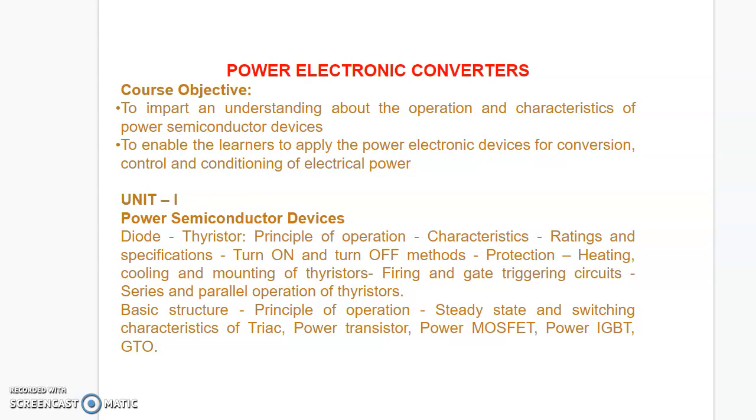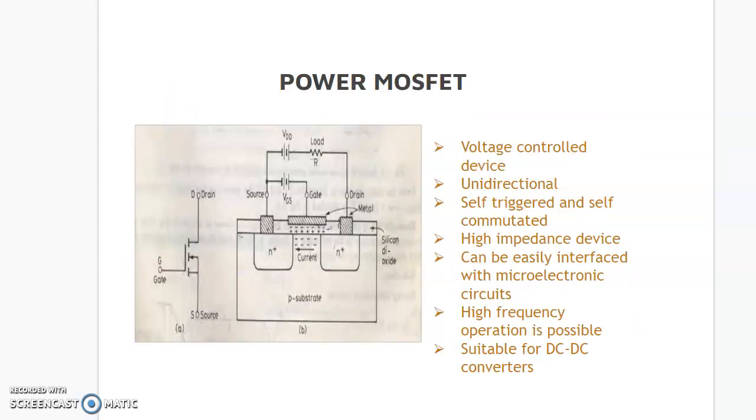In this video, we'll be continuing with the lecture series of power electronic converters. In this, we'll be seeing the basic structure and principle of operation of different power electronic devices such as triac, MOSFET, IGBT, GTO and power transistor. So first we will see what is power MOSFET.